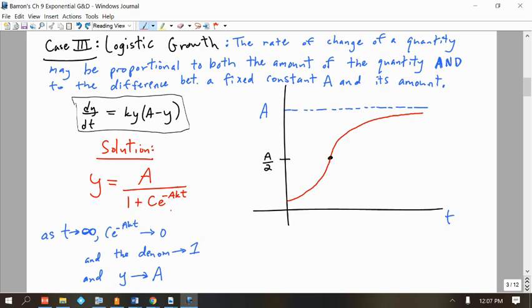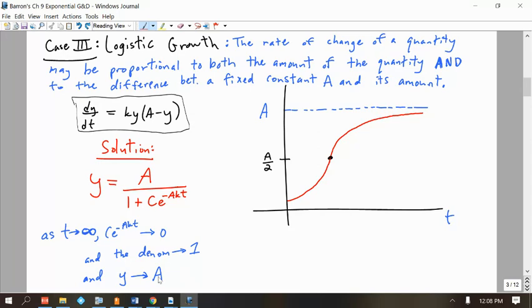And what is 1 plus 0? Well, that's 1. So the denominator will go to 1. And what's A divided by 1? A. So as t goes to infinity, as the time moves on and on, the population will be A. Or what else? Is it just population?